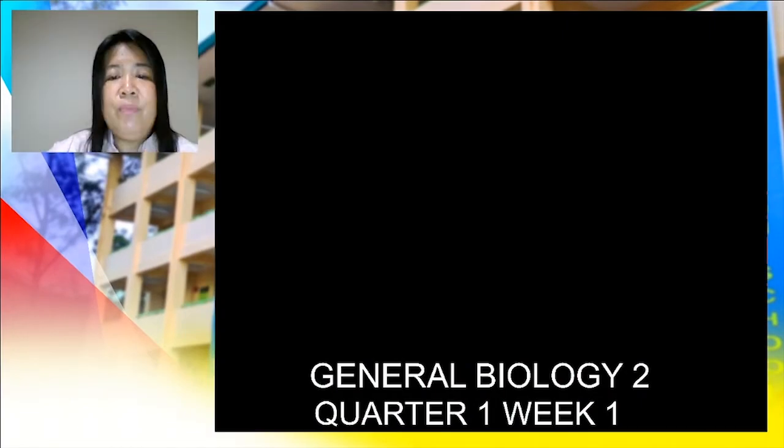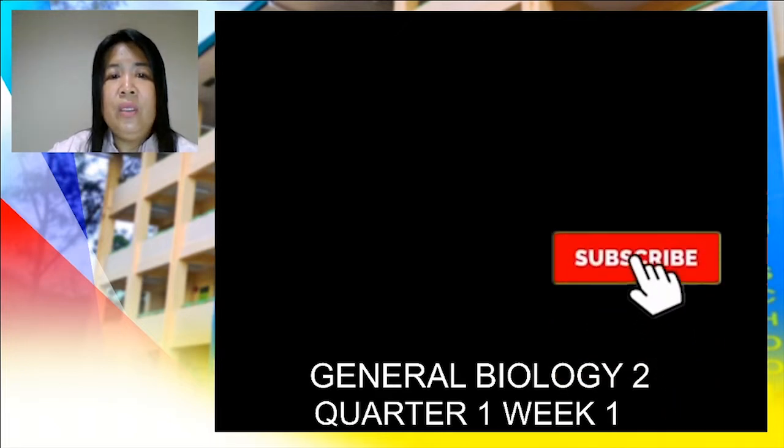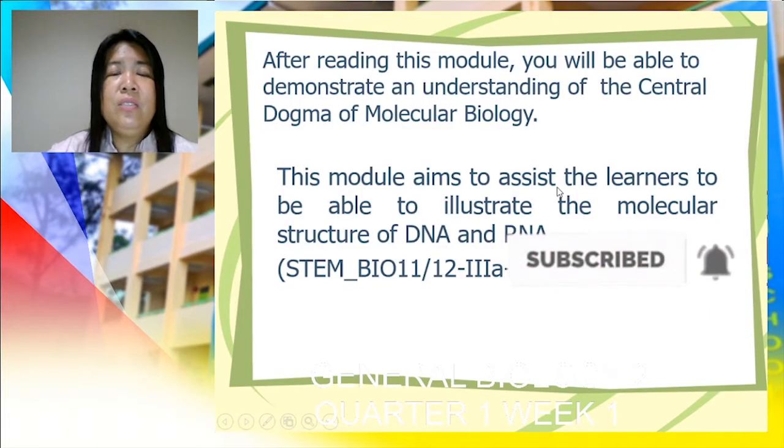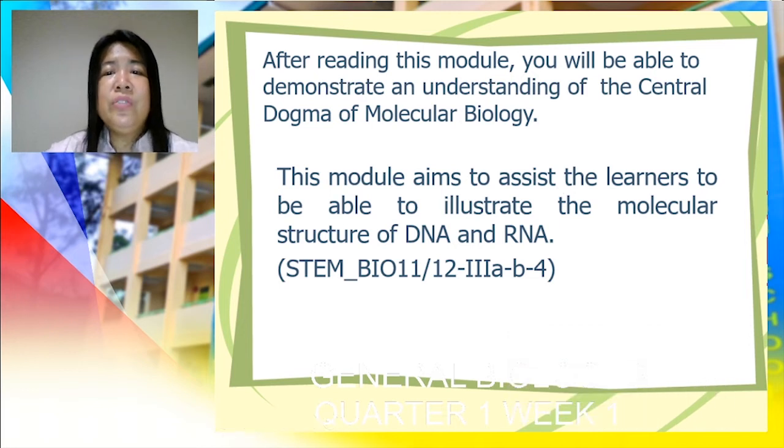So what do we expect to know about General Biology 2 for this semester? After reading this module, you'll be able to demonstrate an understanding of the central dogma of molecular biology. This module aims to assist the learners to be able to illustrate the molecular structure of DNA and RNA. So the first lesson that we are going to have for General Biology 2 is DNA and RNA.